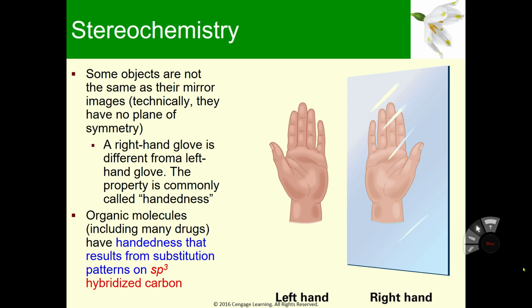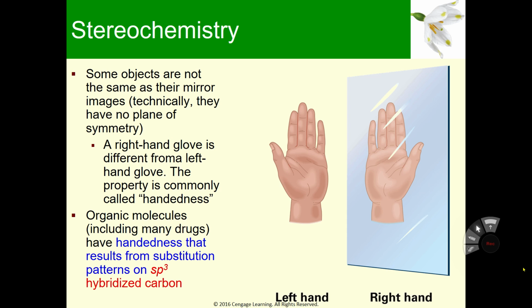We are going to introduce handedness first, right? We have two hands, the left hand and the right hand. However, the left hand can never be overlapped with the right hand. Even if you try to overlap them, there is no way to overlap them.